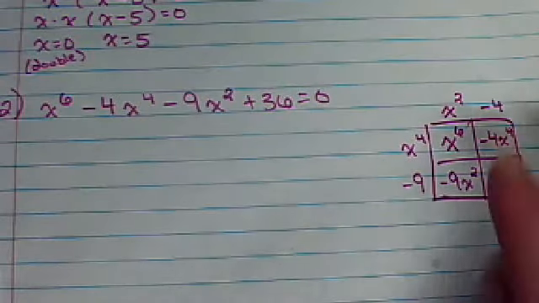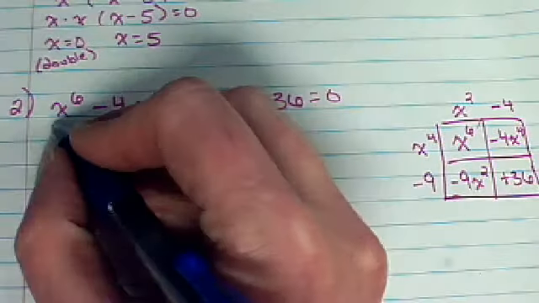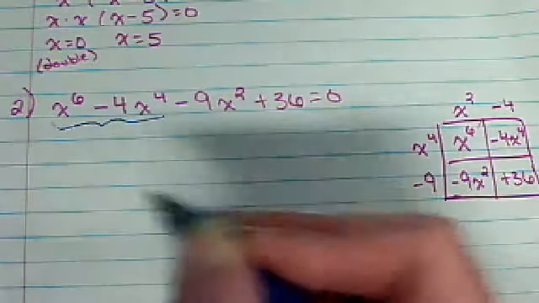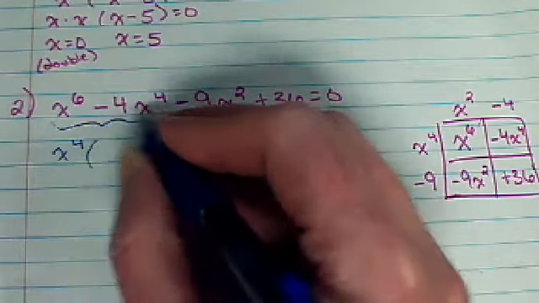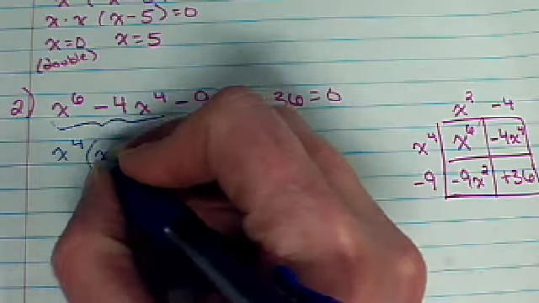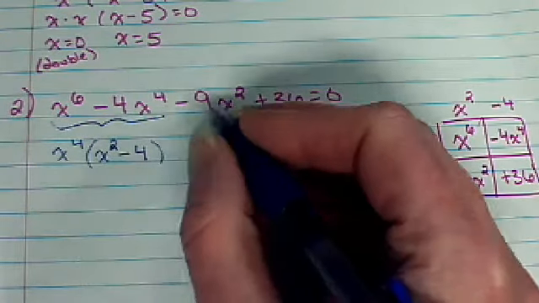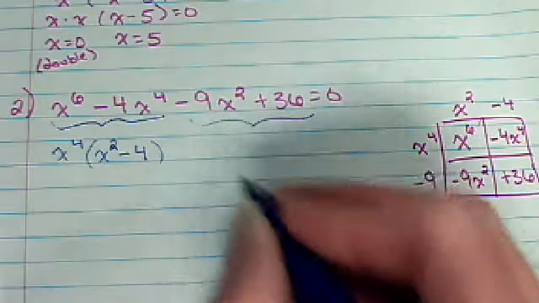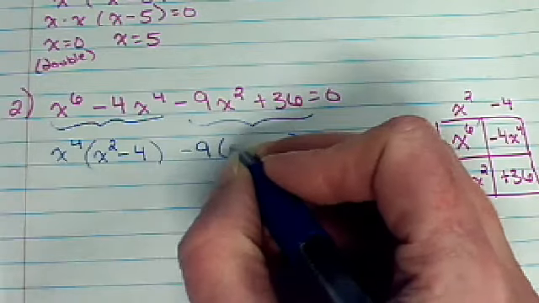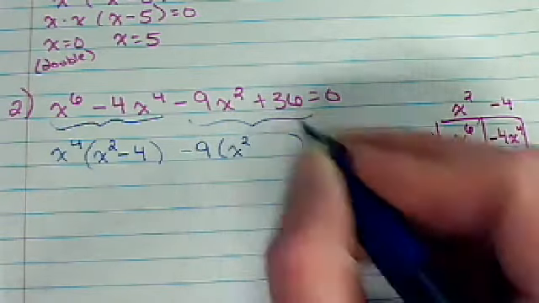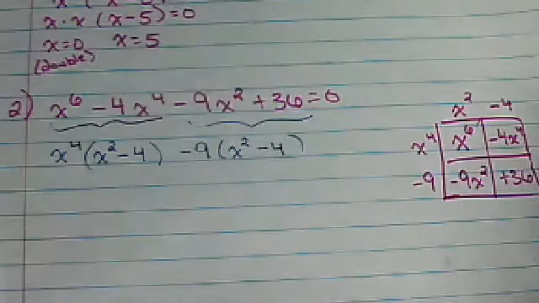Now, these are my factors. I'm also going to show this to you with the traditional method. These two, what do they have in common? They have x to the 4th. When I factor that out of both of those terms, I'm going to get x squared minus 4. These two, I'm going to factor out the negative 9. When I do that, negative 9 times x squared gives me negative 9x squared, and negative 9 times negative 4 gives me 36.